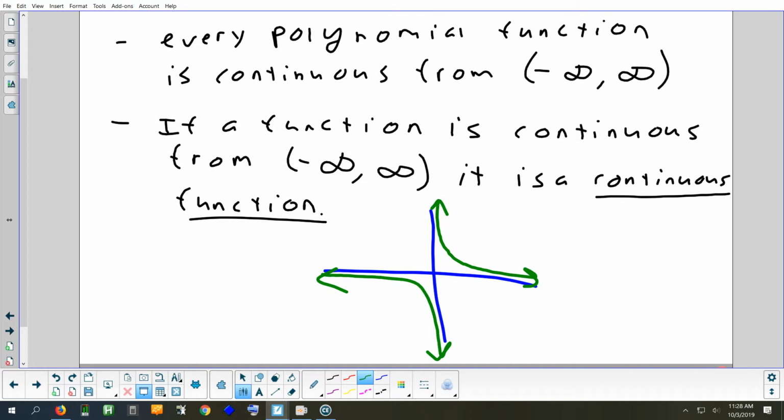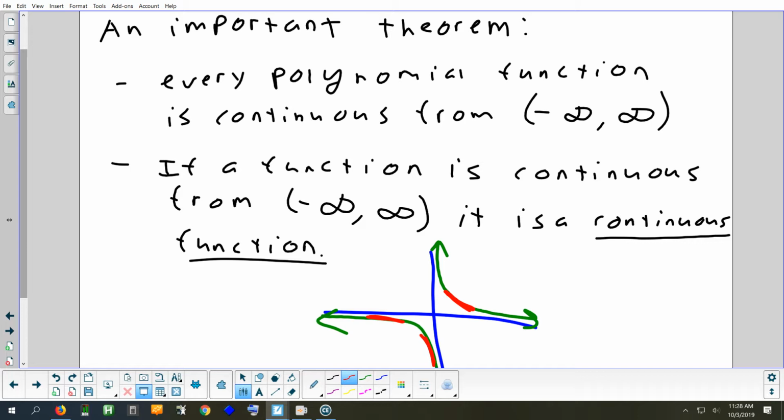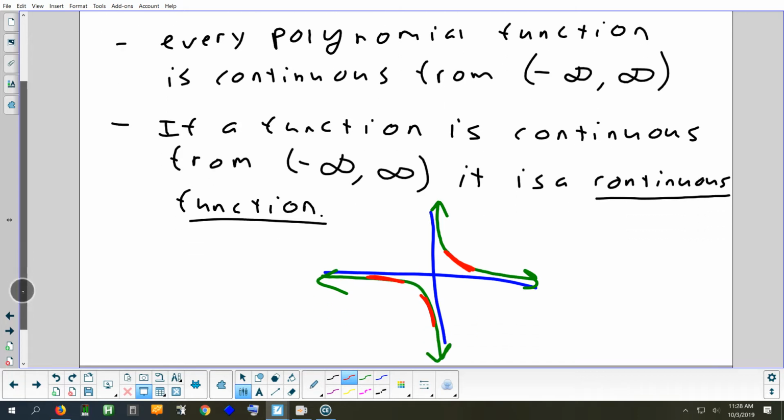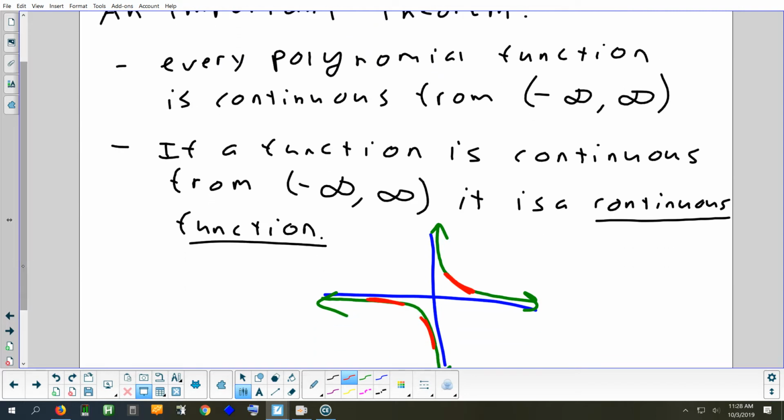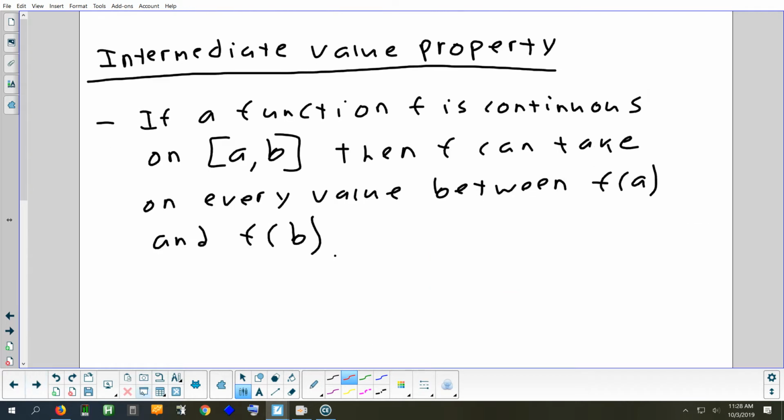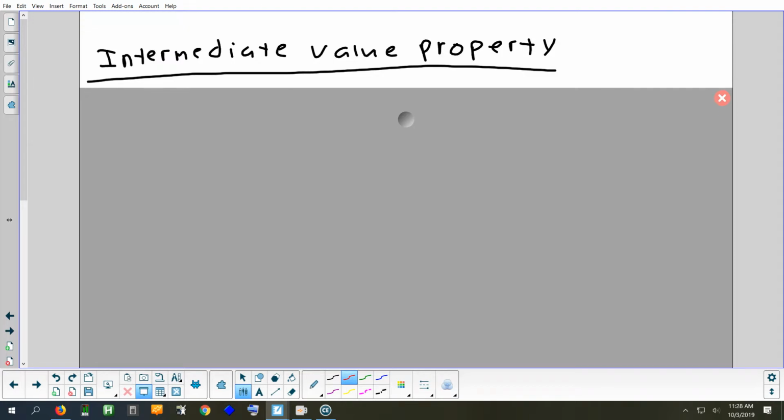Now, are there sections of it that are continuous? Yeah, you could find a small section, like from here to here, or from here to here. There are sections that are continuous, but not everywhere. Not everything from negative infinity to infinity is continuous. Okay, so that is not a continuous function. Any question on that idea? So all polynomials are continuous functions. Parabolas, cubics, like the W-shaped one we did in the homework, you never have to lift your pencil to draw them. All right, so that's the idea of continuity.